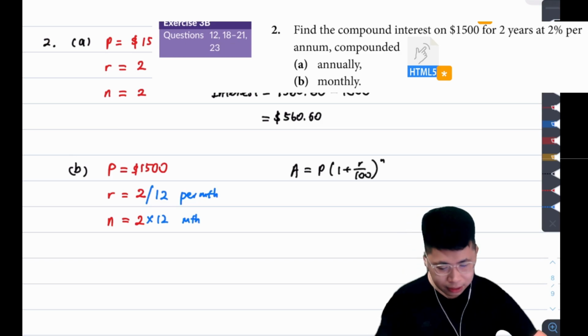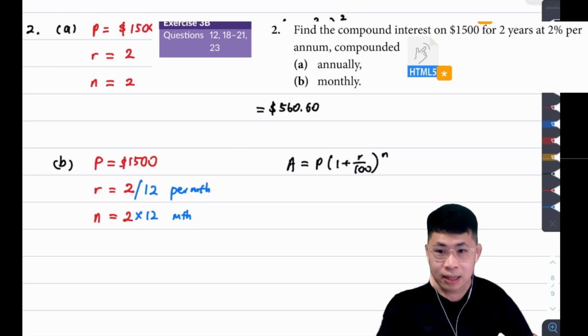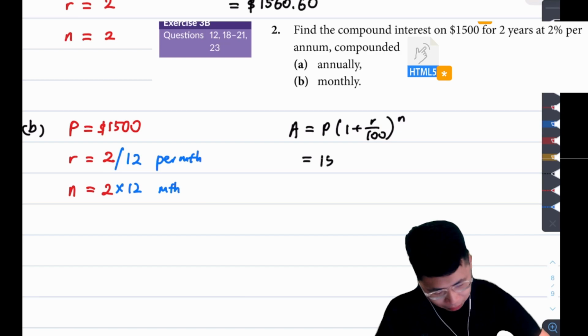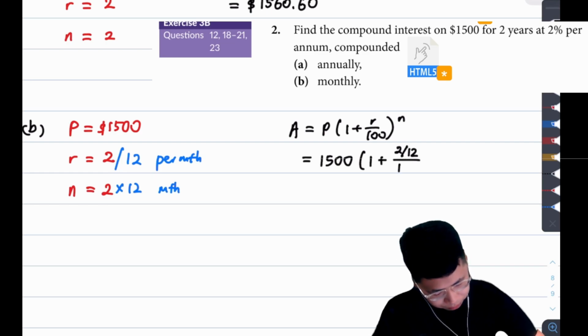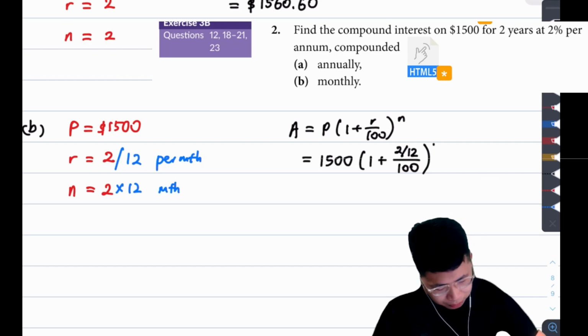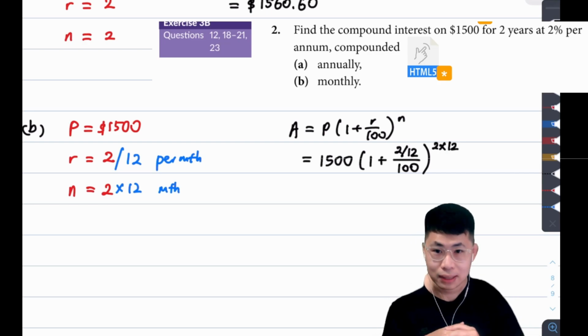Right, I'm going to plug this into the formula here, and let's see how it works. Let me zoom in a bit. So I have an original amount of 1,500. I have 1 plus 2 over 12, over 100, and the n would be 2 times 12 months, right? So here will be 24 months.